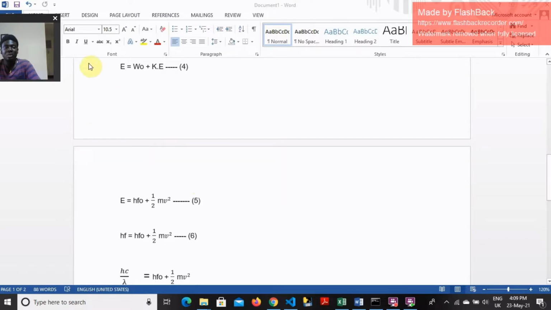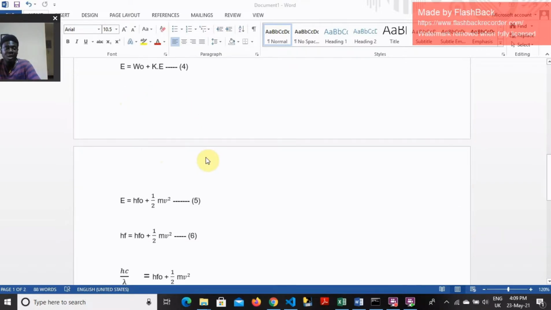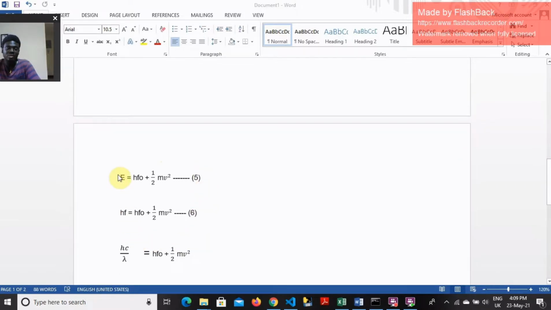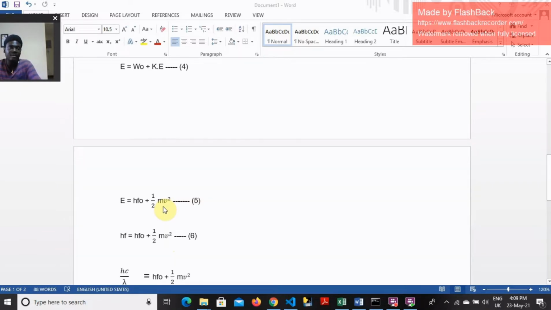Now let's talk about how this formula is also equal to this next formula. We know that energy E is equal to Planck's constant and frequency, E is equal to HF. So since we know that E is equal to HF, we just simply substitute E for HF and say HF is equal to HFO plus 1 over 2 mv squared, HFO being work function and 1 over 2 mv squared being kinetic energy. So we can see that this formula and this one are all the same thing, only that they have been broken down into their various meanings.